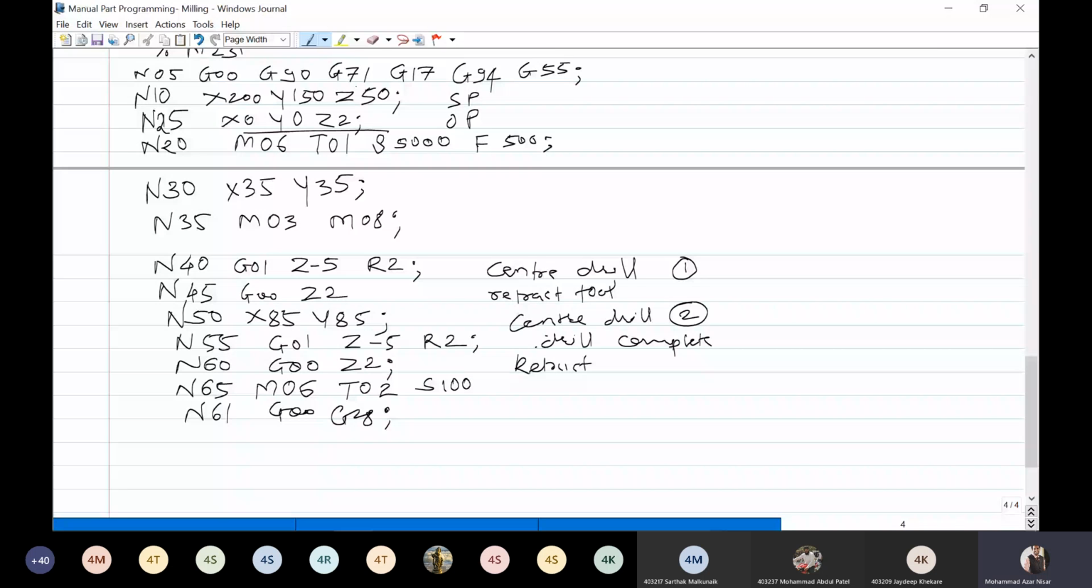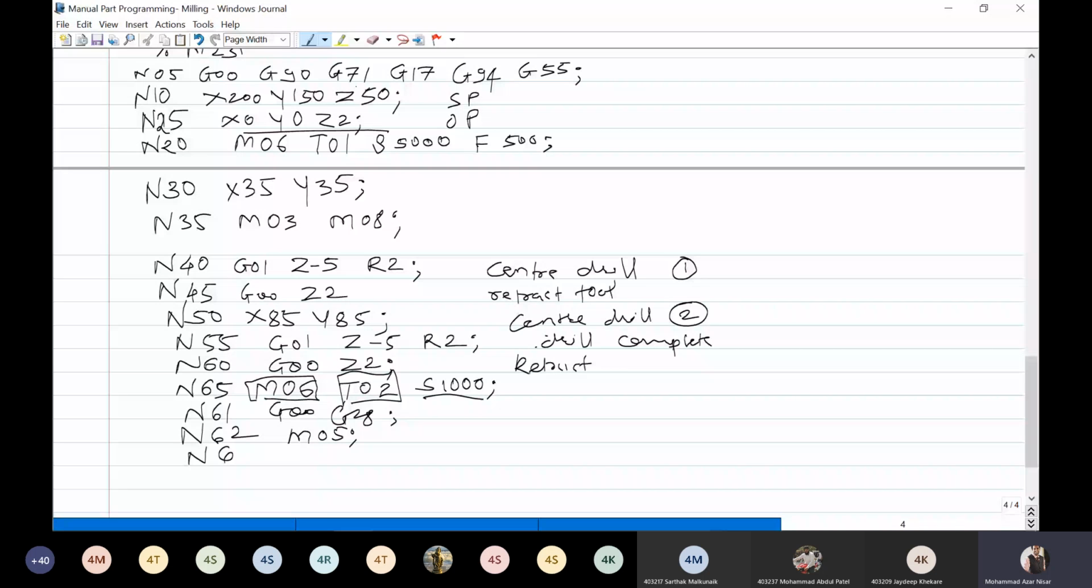And again, you have to stop the spindle before changing this. So I will use N62 M05, so that the spindle is stopped first. Then it will take this tool change call and change the tool to T02 with the spindle speed of 100. Now again I have to start after this change, use N66.